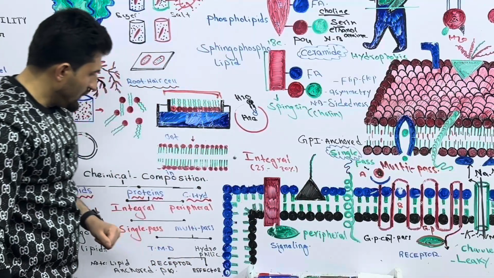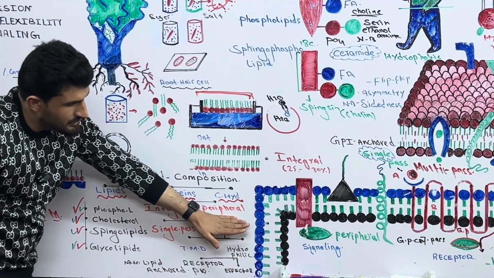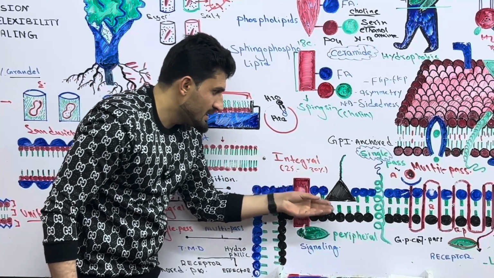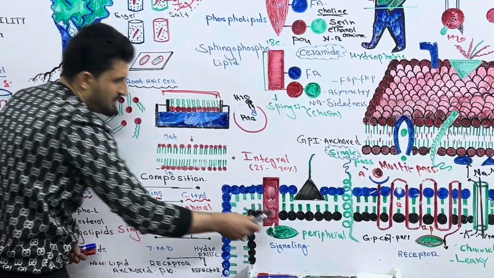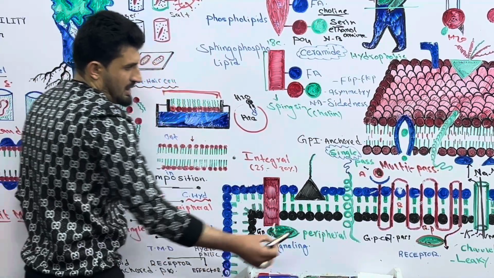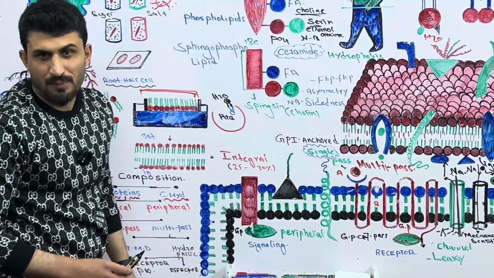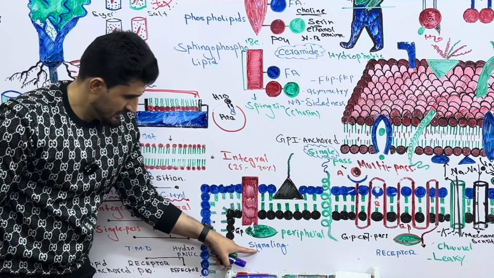Okay, now about peripheral proteins. Peripheral proteins are attached from the inside or from the outside of the cell to the cell membrane. A great example of a peripheral protein is G protein, which is connected to the G protein coupled receptor, or 7-pass receptor, and acts as a signaling protein.